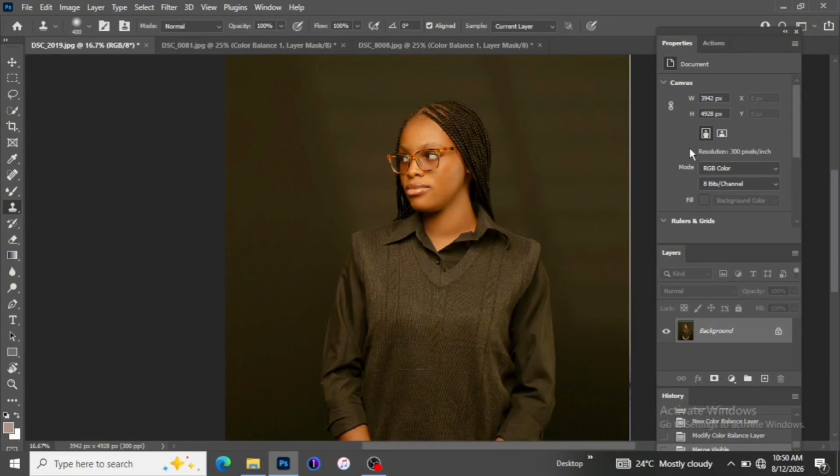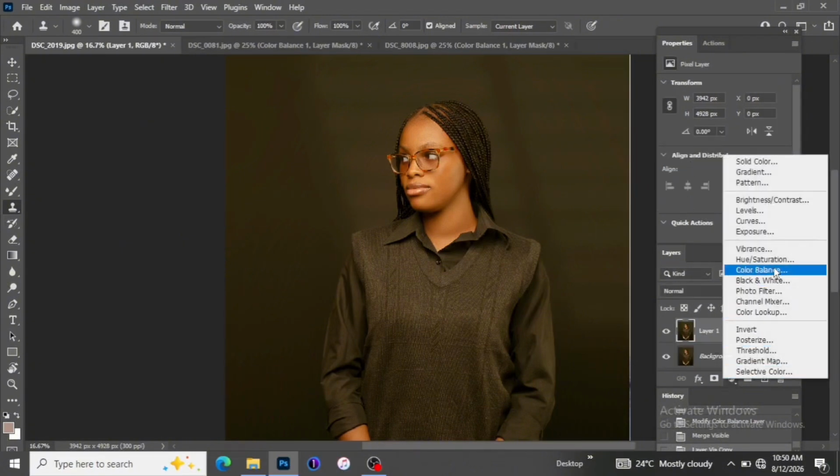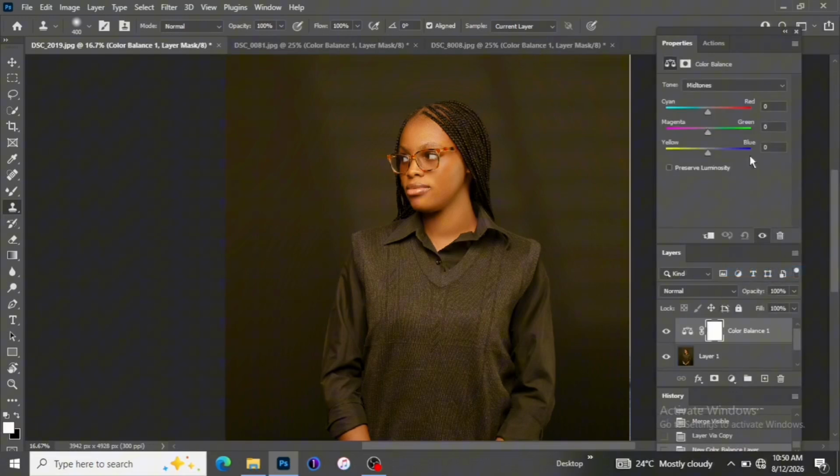Now, let us balance the color. You press your Ctrl J. You click here, then you go to color balance, then you increase it. Remember, the opposite of yellow is blue. So since the yellow is more dominant, you increase it towards the side of blue and it will give you back your original color.